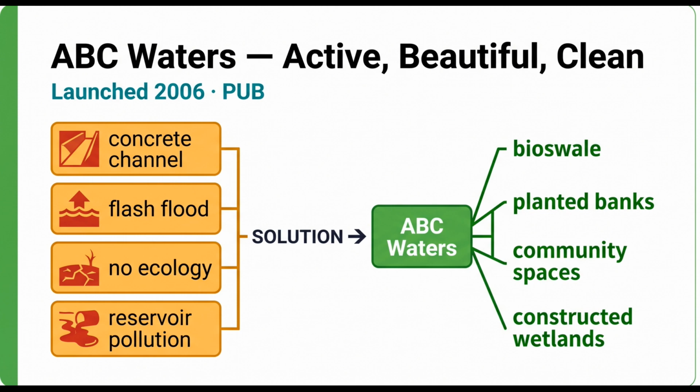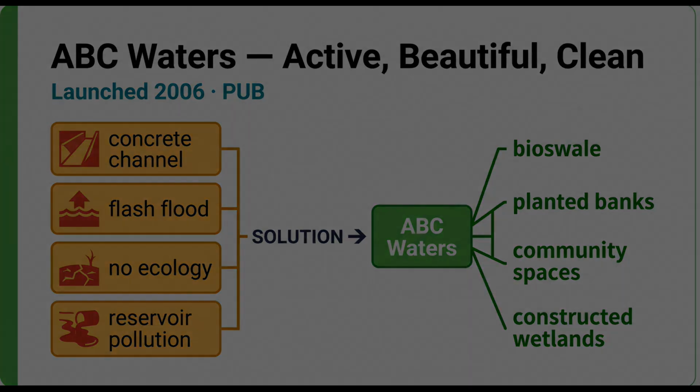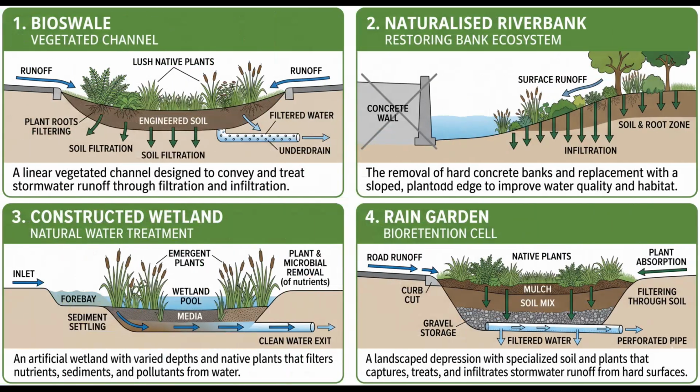The ABC Waters solution replaced hard concrete with living green infrastructure. Bioswales, planted banks, constructed wetlands, and rain gardens that slow the water, filter the pollutants, and restore the ecology of Singapore's waterways. Look at the 4 green infrastructure features on screen. These are the mechanisms behind the ABC Waters program, and you should be able to describe at least one of them in an exam answer.